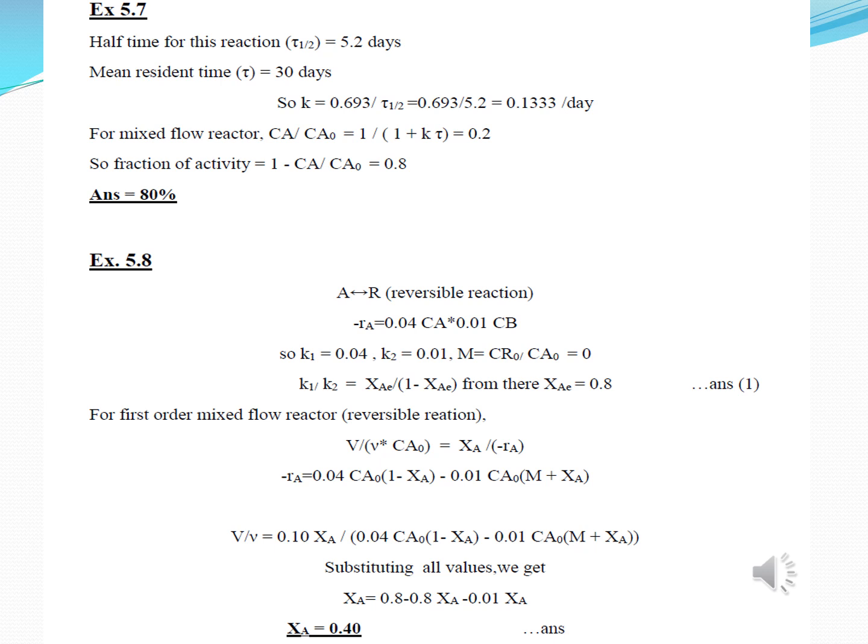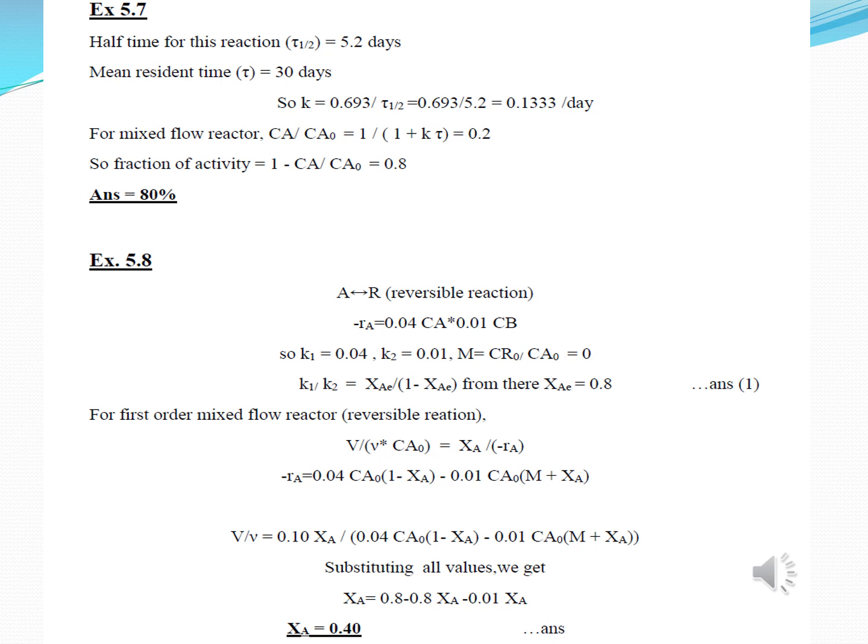So you know that we were given the half-life for this reaction. Tau one half is 5.2 days, and the mean residence time was given as 30 days. So the k value is equal to 0.693 divided by half-life. That's the expression from the book, and we get this k value, the reaction rate constant.